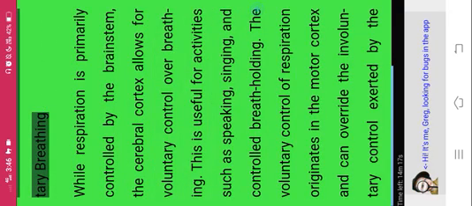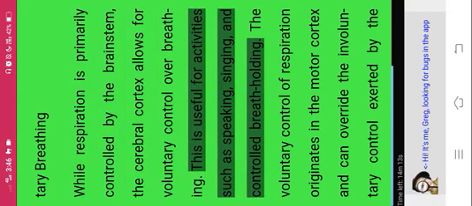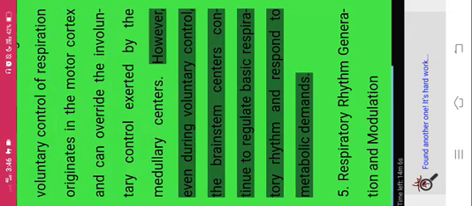4. Cortical control and voluntary breathing. While respiration is primarily controlled by the brainstem, the cerebral cortex allows for voluntary control over breathing. This is useful for activities such as speaking, singing, and controlled breath holding. The voluntary control of respiration originates in the motor cortex and can override the involuntary control exerted by the medullary centers. However, even during voluntary control, the brainstem centers continue to regulate basic respiratory rhythm and respond to metabolic demands.